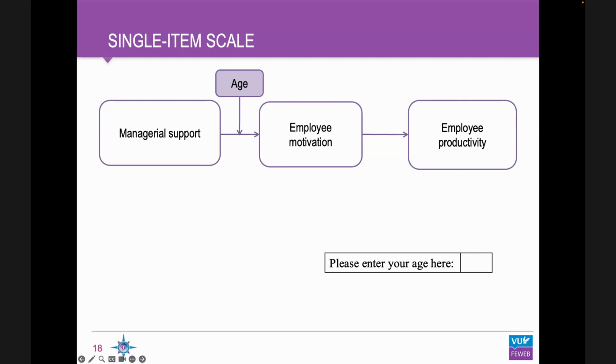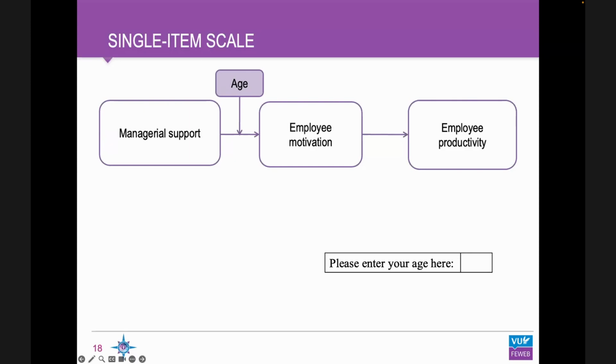I hope it's a bit more clear now. The reflective could also have more questions. Yes, the number of questions, number of items, is not how we determine if something is reflective or formative. So in this case, this is formative.